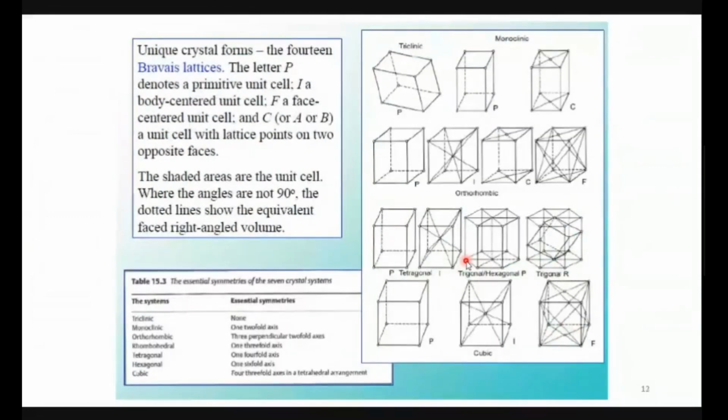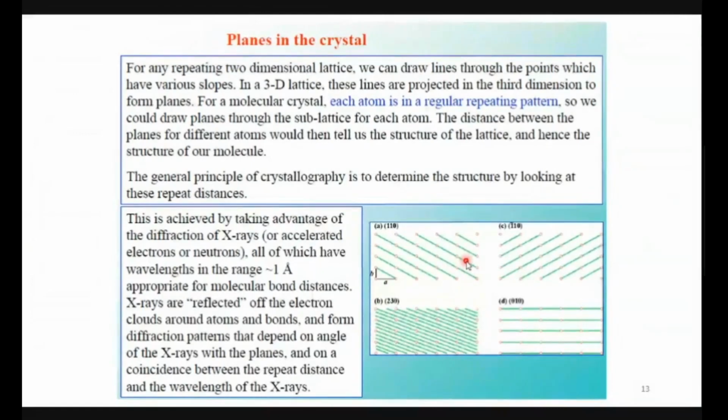Now, these crystal structures were with respect to points or the atoms of the crystal lattice. There is another way of considering the planes within the crystals. For any repeating two-dimensional lattice, we can draw lines through the points which have various slopes. In a 3D lattice, these lines are projected in the third dimension to form planes. Like suppose you observe over here, if this is a crystal structure, we can draw lines in various manners, so lines with different slopes.